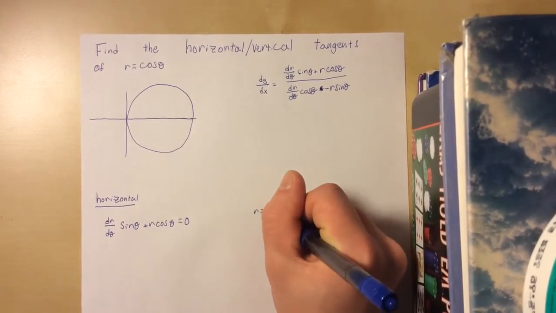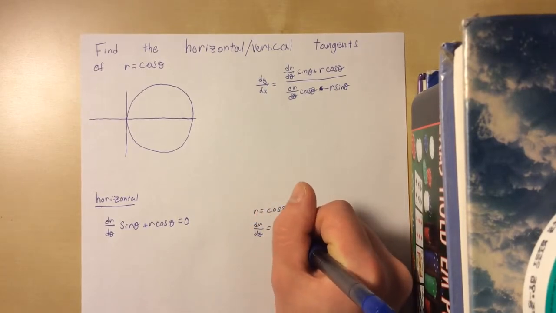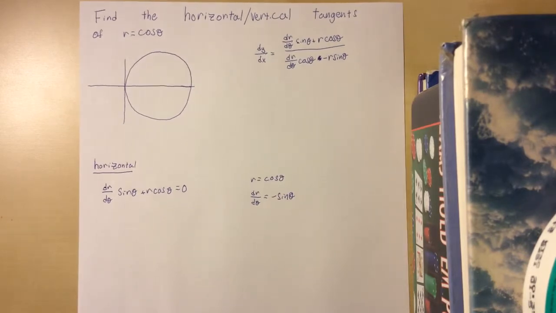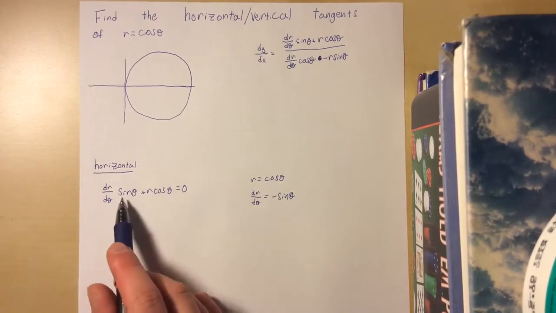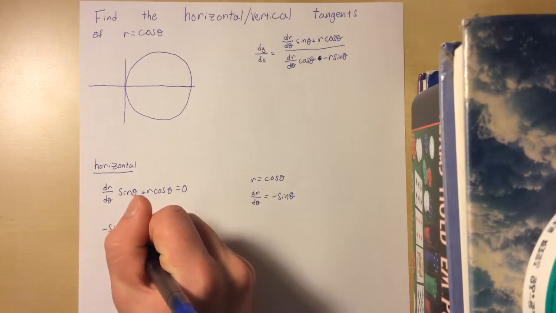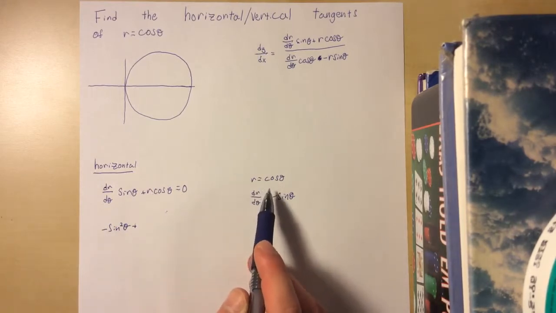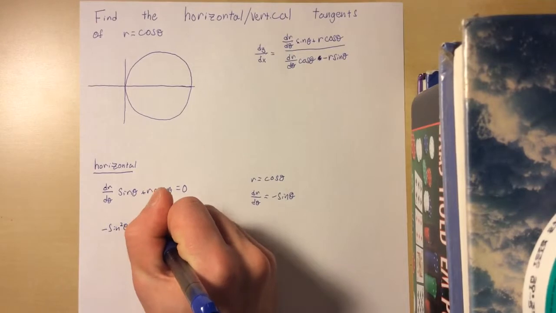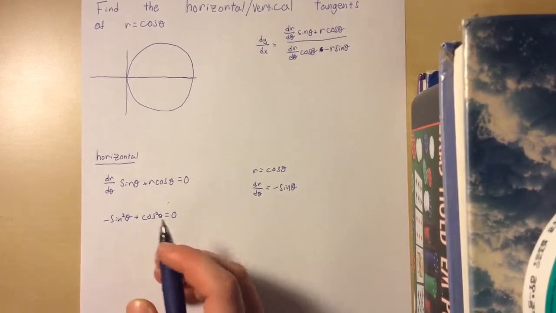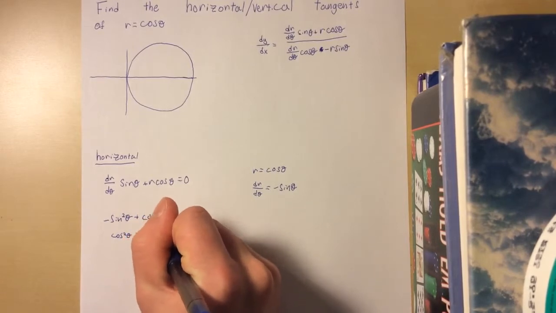And we know what r is equal to, and we can find dr d theta. That's going to be negative sine theta. And now we pretty much just need to plug it in and solve for theta. So plugging in dr d theta here, we get negative sine theta times sine theta, which gives us a negative sine squared theta, plus r, which is equal to cosine theta. Cosine theta times cosine theta is equal to cosine squared theta. That equals 0. So from this, we know that cosine squared theta is equal to sine squared theta.